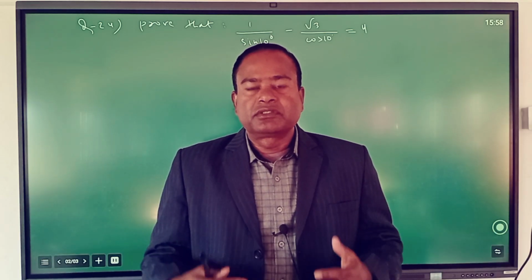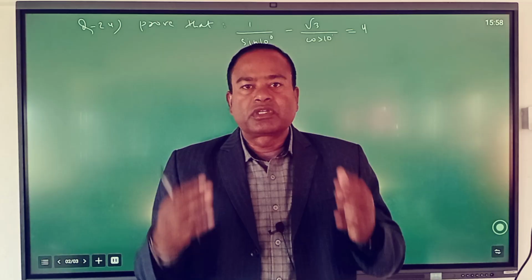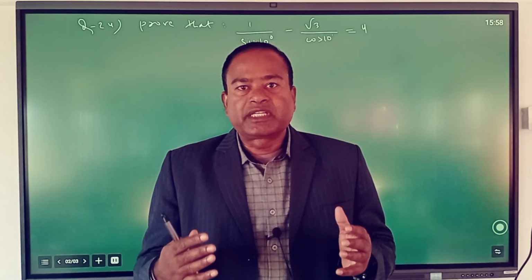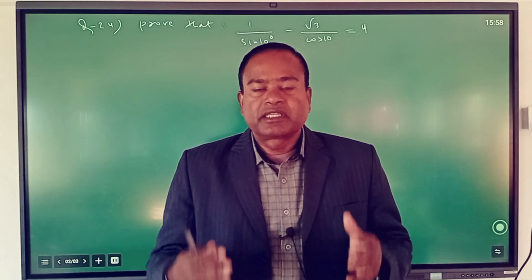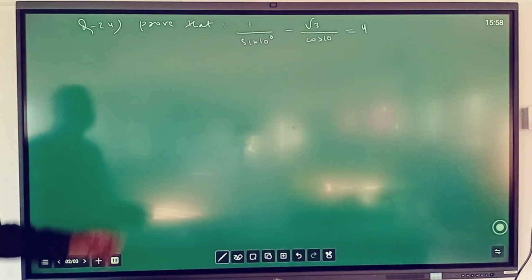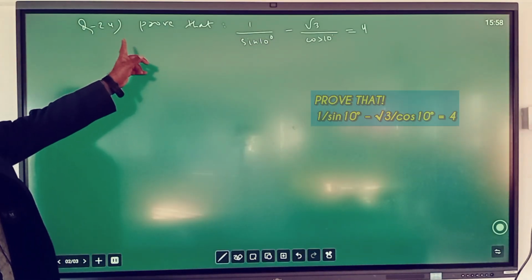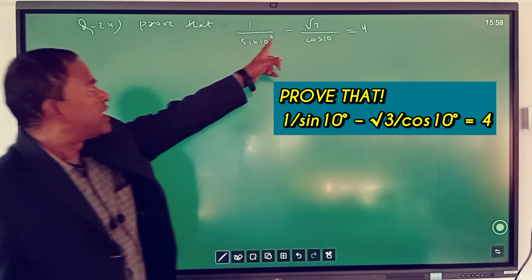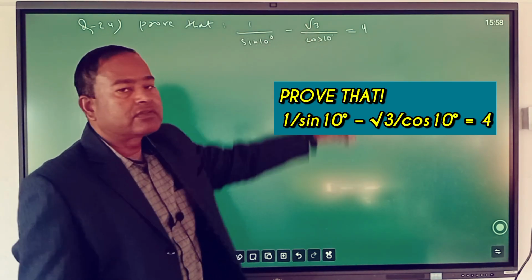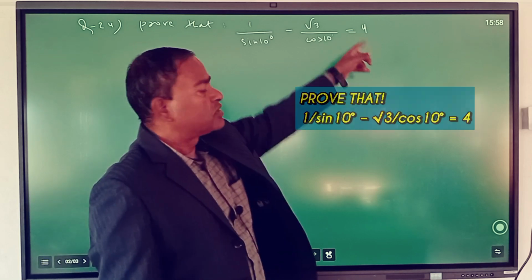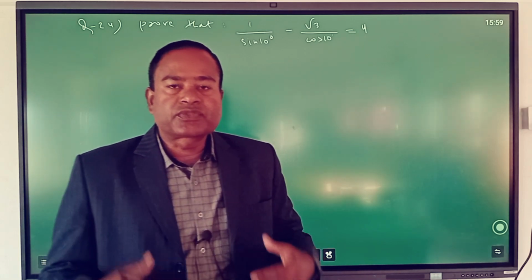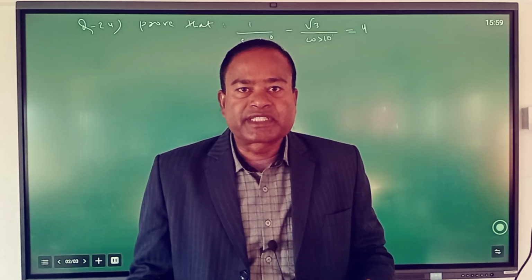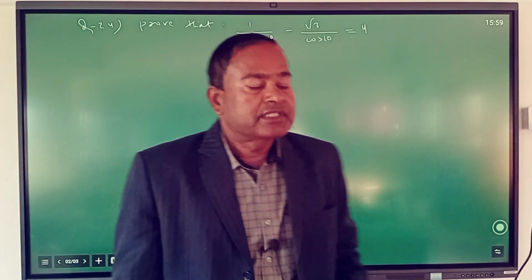Today in this video, we are going to discuss one of the most important questions from trigonometry, which is frequently asked in the examination. Here we go. Dear students, the question is, prove that 1 divided by sin 10 degree minus root 3 divided by cos 10 degree is equal to 4. This question is from the multiple angles of trigonometric ratios. So let's solve it.